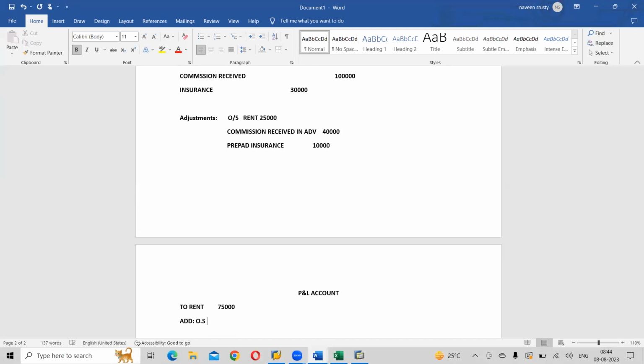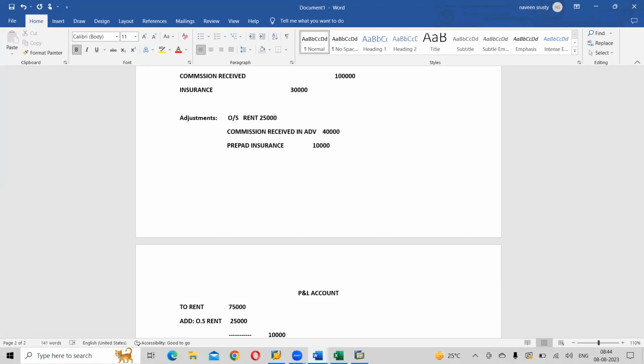Add outstanding rent, 25,000. Is it 25,000? Yes. So 25,000. And what is the total rent now? 1 lakh. So here it will show as 1 lakh.